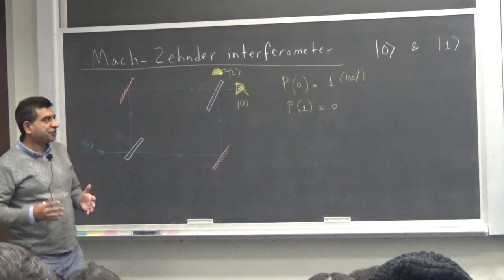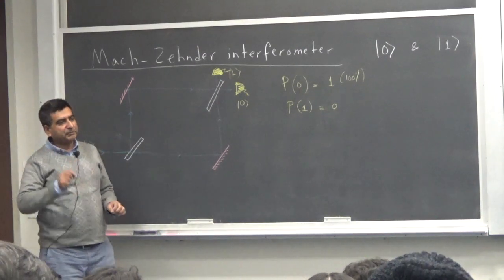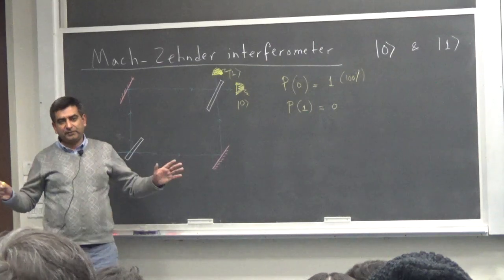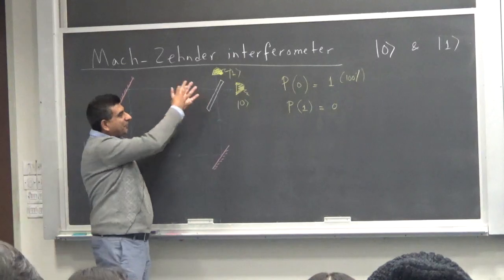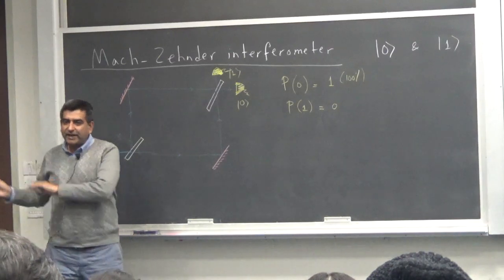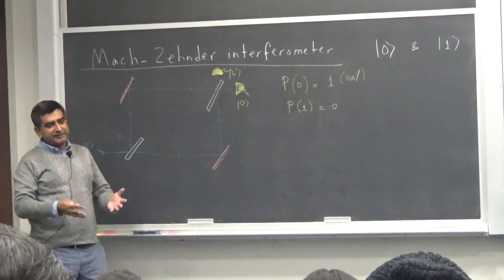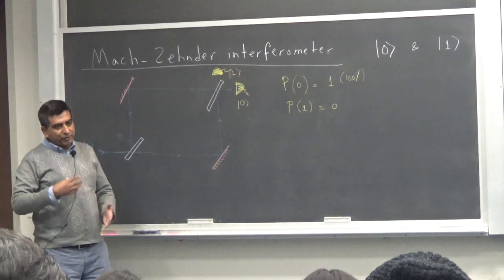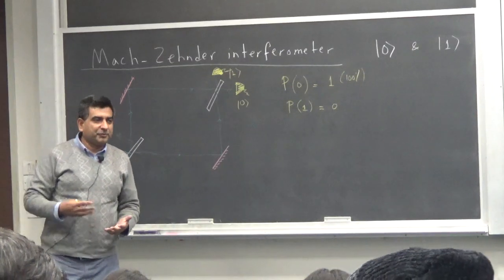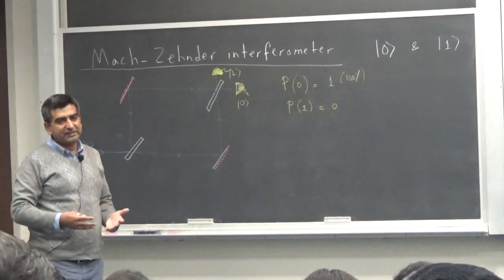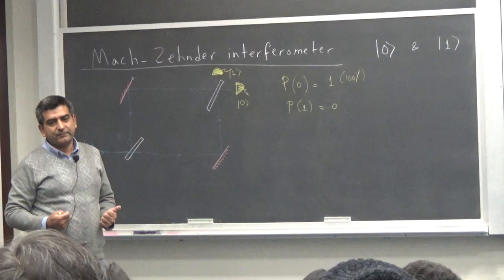So if you really want to make sure that you're talking about probabilities, you have to do this experiment with single photons many times. You have one photon, you see which detector fires. Then you have another identical photon coming in, identical path, identical initial condition, and see where it lands up. So in order to determine probabilities in an experiment, you need to repeat the experiment multiple times. That's the nature of quantum mechanics.